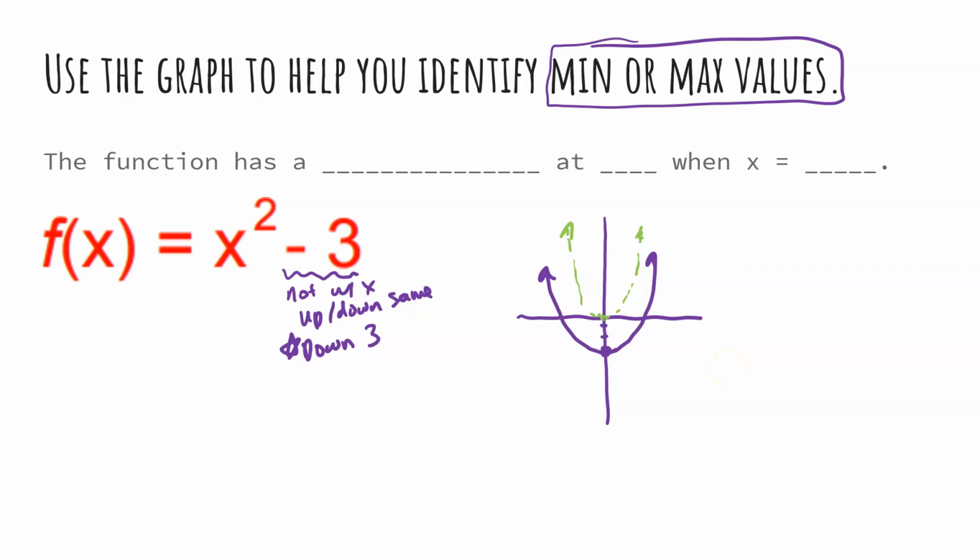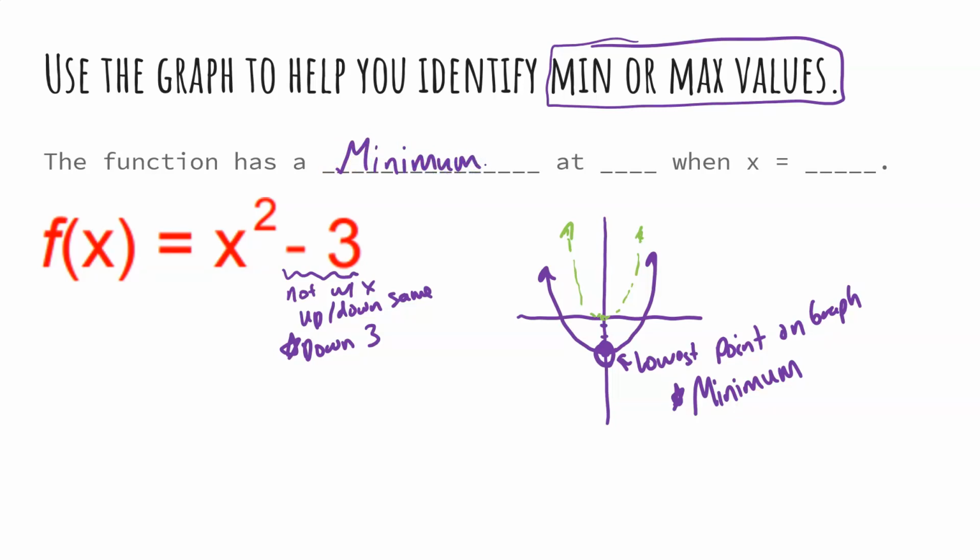Now again, in this problem, all I'm asked is: is there a max or a min? Sometimes there's one, sometimes there's the other, and sometimes there's none. Parabolas, x squareds, will always have one. In this case, the vertex is the lowest point on the graph. And if it's the lowest point on the graph, then it is a minimum. So the function has a minimum.